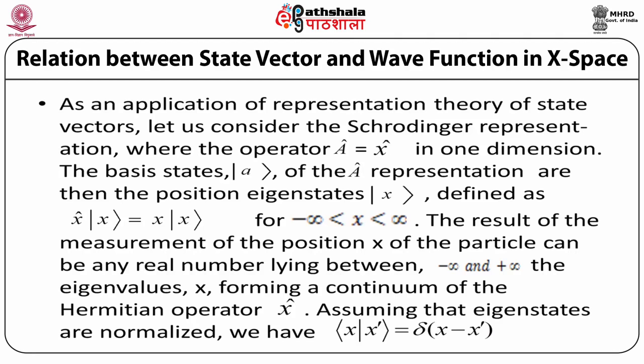The result of the measurement of the position x of the particle can be any real number lying between minus infinity and plus infinity. The eigenvalues x, as defined in the above equation, form a continuum of the Hermitian operator x. Assuming that eigenstates are normalized, we have bra <x| ket |x'> equal to delta(x minus x'), which means that for the Hermitian operator x, the position eigenstates are normalized, and if they represent different eigenstates, then the product goes to 0.